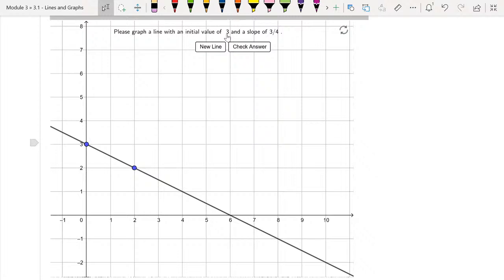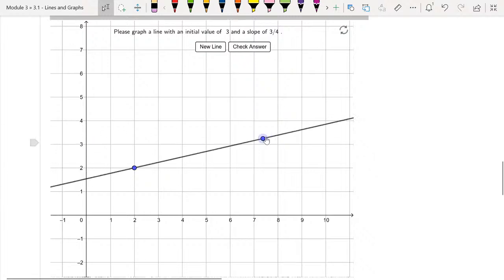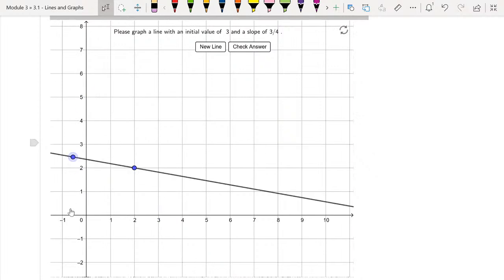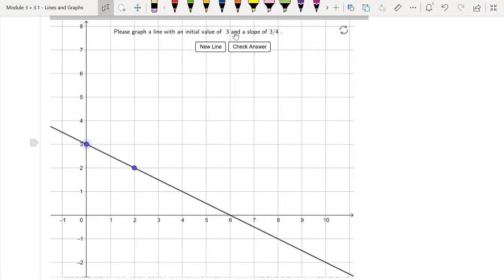Here's one: initial value of 3 and a slope of 3 over 4. Cool. Tell me, what should I do? Where should I start with this? Start at 3. I start at 3, so does that mean down here? No. Always start on the up and down. So I start at 3, and then am I going up or down with this one? You go up by 3.